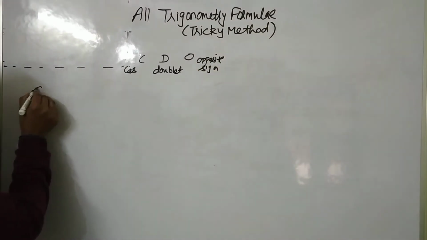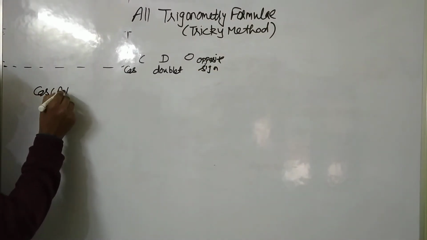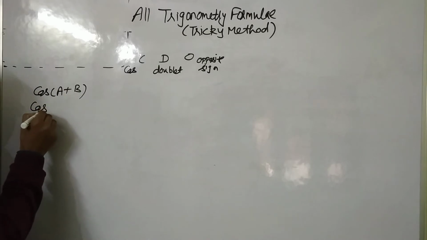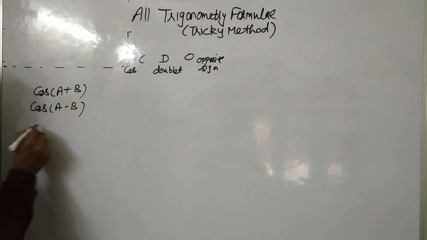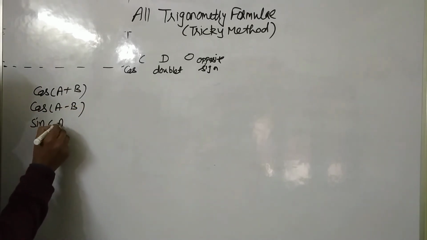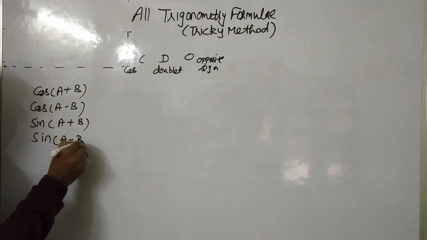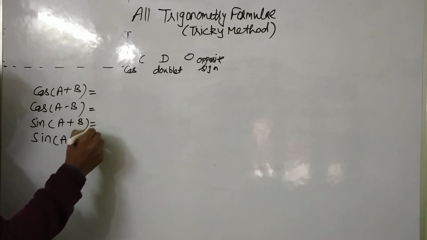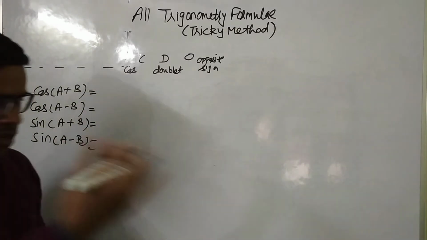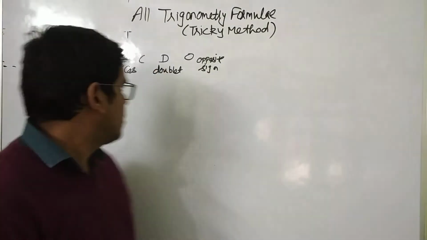C means cos, D means doublet and O means opposite side. These four formulas, cos of A plus B, cos of A minus B, sin of A plus B and sin of A minus B, are the basics of full trigonometry. You just have to crack these four. All other formulas are based on these four.